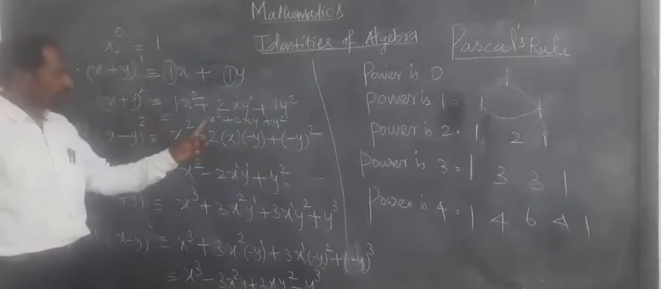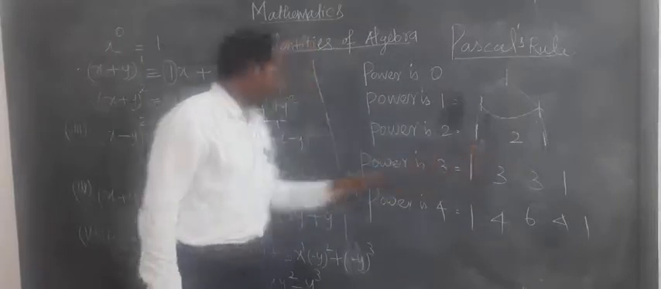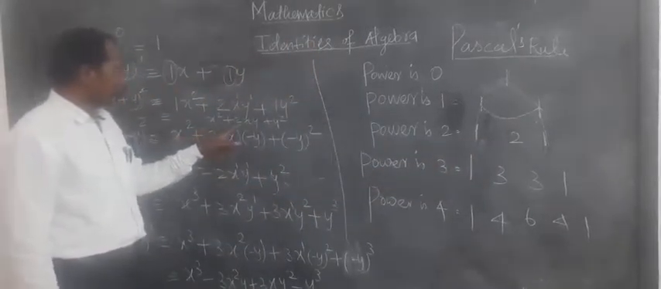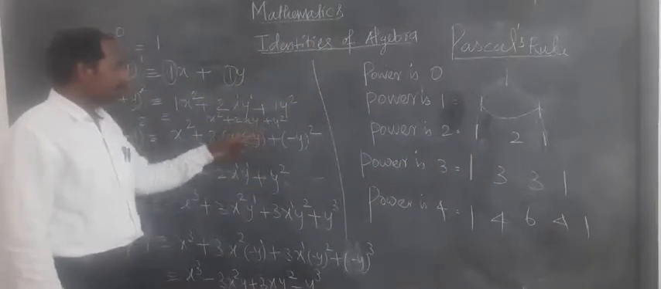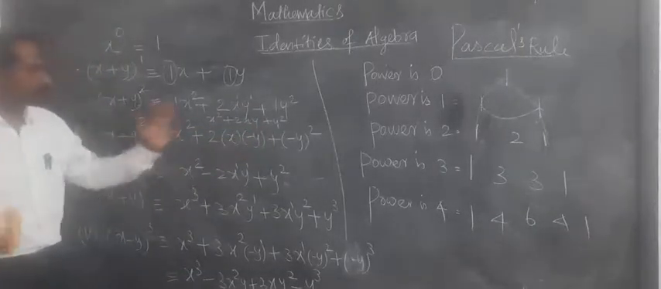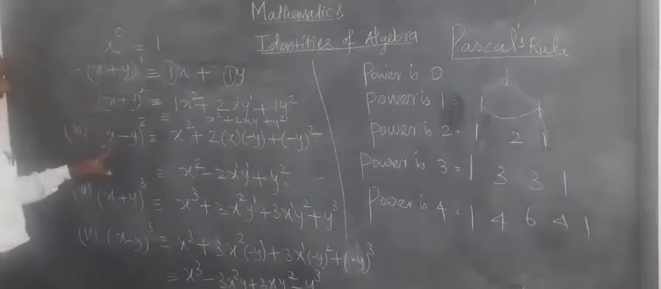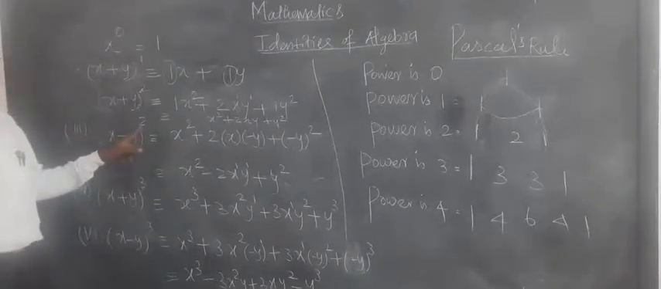So the coefficients you can get only from the Pascal rule: 1, 2, 1. As for the sign, since it is positive, all the places will appear as plus. This is the meaning. Second one, (x minus y) whole power 2.